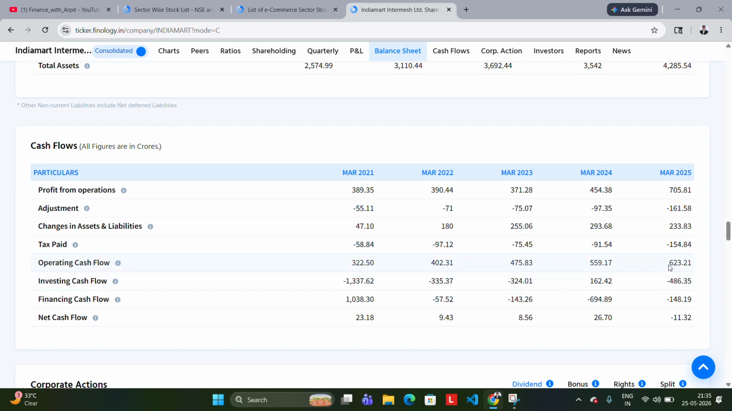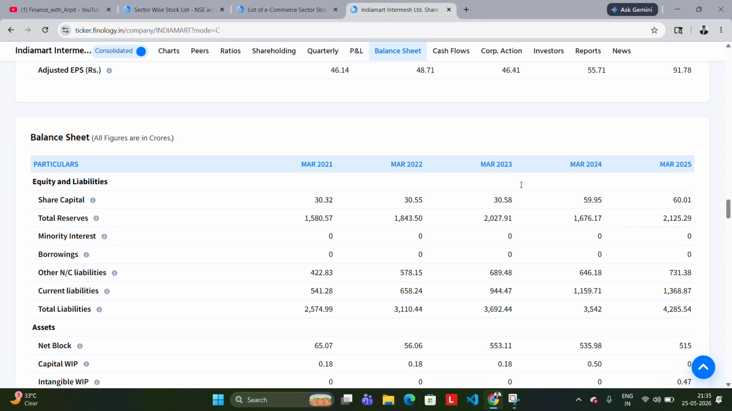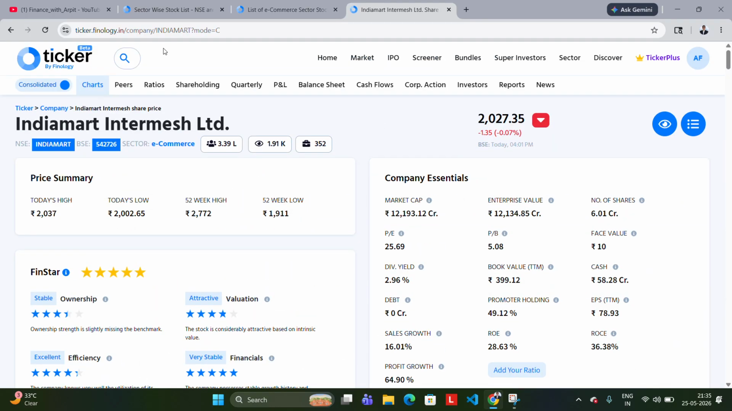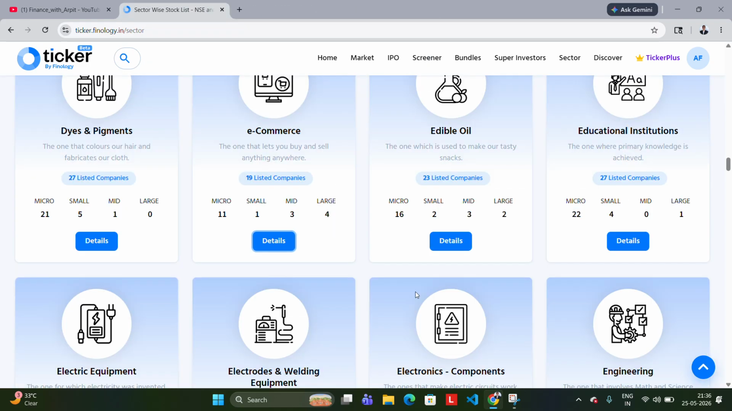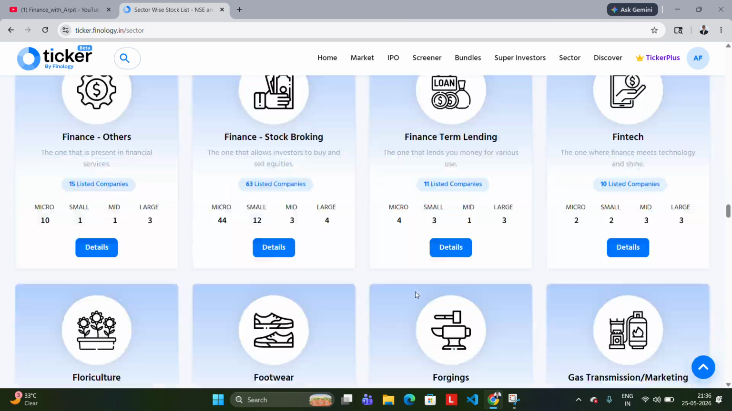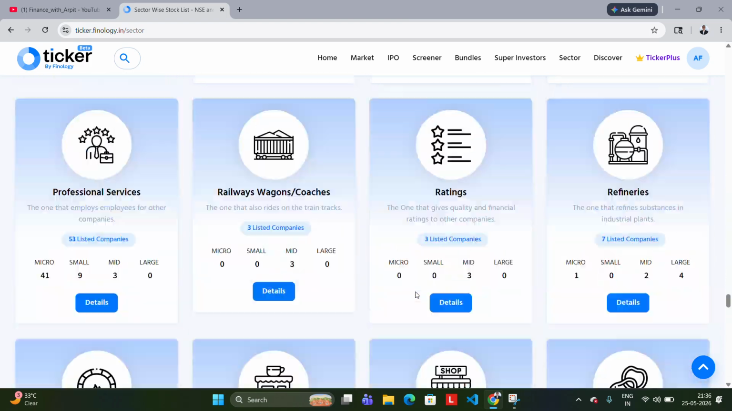Operating profit is continuously increasing. Overall cash flow is negative because they are investing. I find it's a good business, a very good company in the e-commerce sector. This is how you can look at each and every sector.